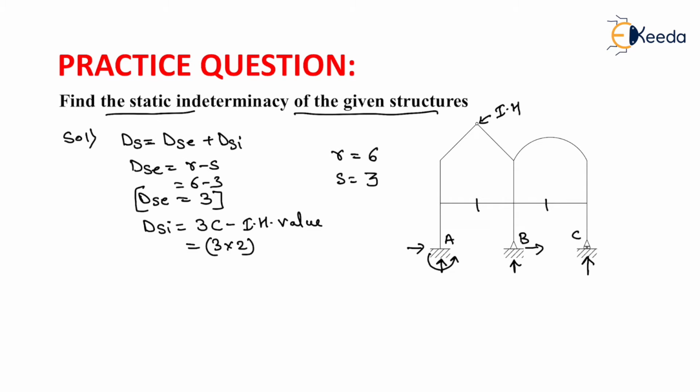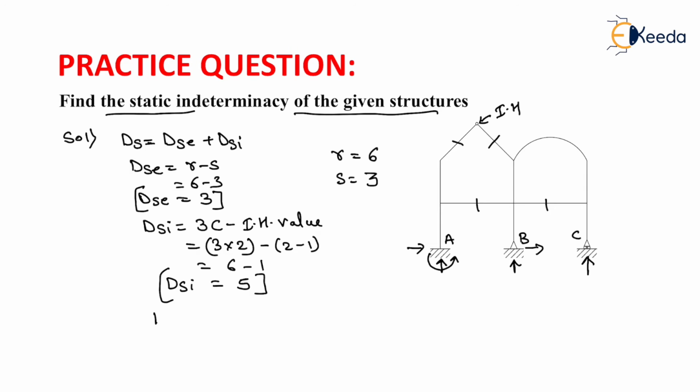Now for the subtraction of the internal hinge value, we subtract the number of members connecting at the internal hinge minus 1. At this internal hinge there will only be 2 members connecting, so the value will be 2 minus 1. So it will be 6 minus 1, and the value of internal static indeterminacy will be equal to 5. Now we have calculated the external static indeterminacy as well as the internal static indeterminacy.